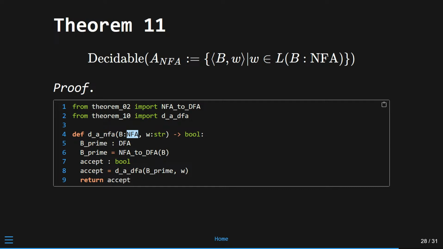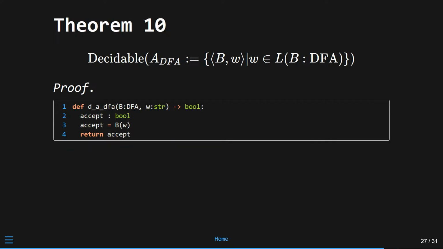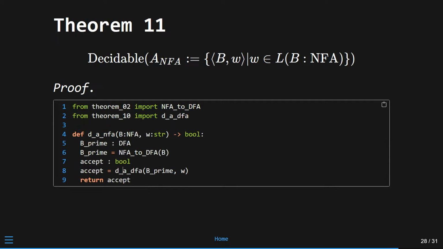We have theorem 2, which says we can convert every NFA to a DFA. So we convert B from an NFA to a DFA using the result of theorem 2. We have some acceptance condition, and that acceptance condition is equivalent to A_DFA of B prime. So we just use the acceptance Turing machine for deterministic finite automata. We use the conversion machine from theorem 2, and then we just accept the results of that. And that is the same as theorem 10, right?